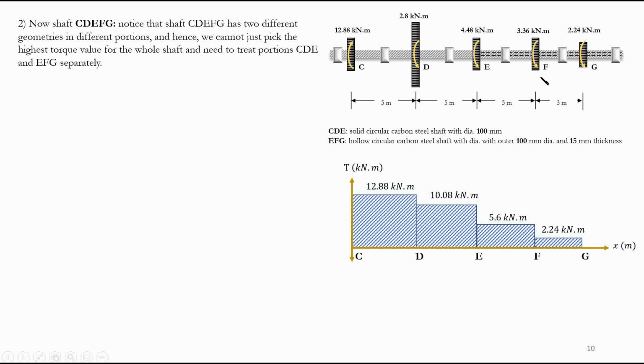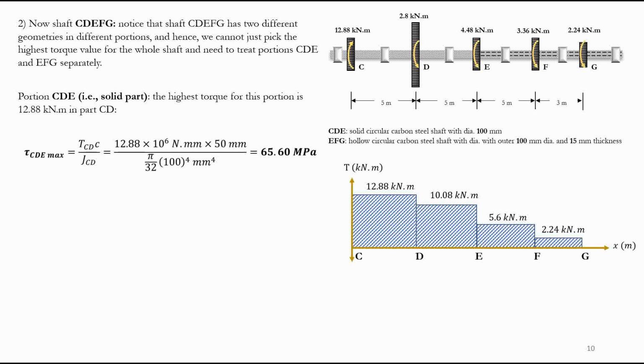The reason is portion EFG has a different geometry, right? So it has a different J value. So I will have to treat CDE differently from EFG, right? So I have to basically find the maximum for this portion and the maximum for this portion, okay? So here, let's start with portion CDE, which is a solid circular section. I need basically the highest torque for that one, right? Again, what is the formula? As we did before, TC over J.